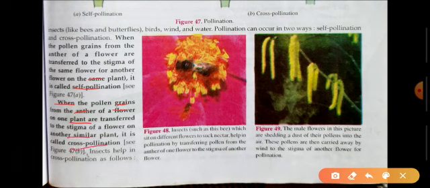This pollination process is carried out by various agents. These agents are some biotic factors, whereas some are abiotic factors. Abiotic factors are the wind and water, whereas biotic factors are the birds.